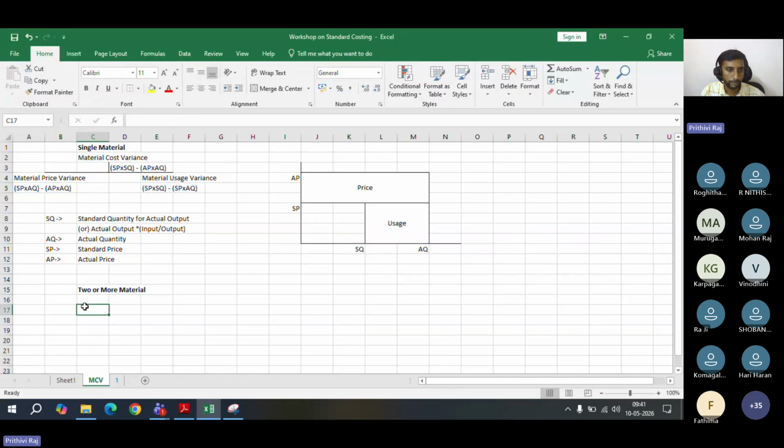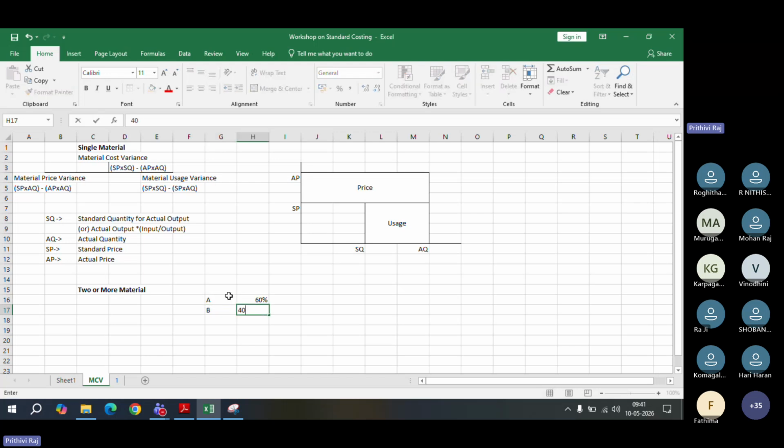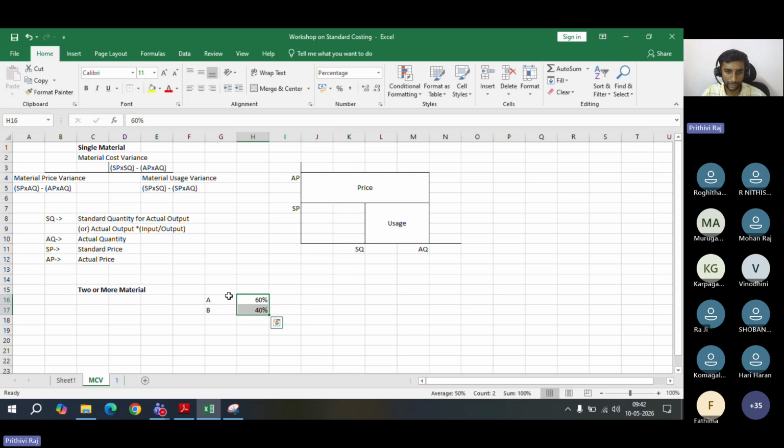Okay. The same graph only we are going to follow. When there are two or more materials, there is a possibility of mix. What is meant by mix? If you have two materials A and B, you have to consume A 60%, B 40%. This is the consumption which is standardly expected, but you end up consuming 50-50. Because of this, there will be a change in cost, increase or decrease. I can say the word cost, because if I say price you will be confused with the price variance. Because of this mix impact, there will be a change in the cost.